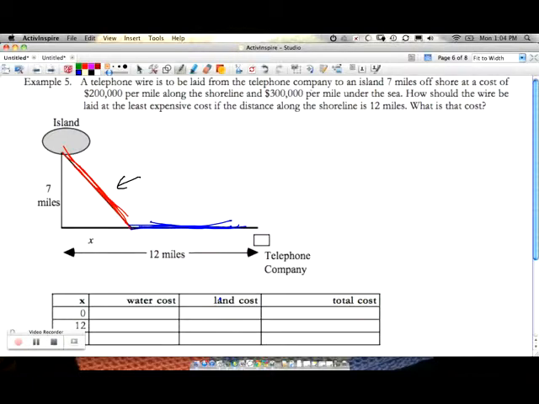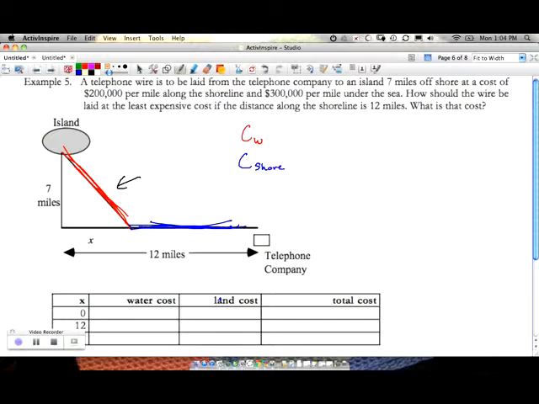A telephone wire is to be laid from the telephone company to an island 7 miles offshore. But the problem is the telephone company is not right near the island. It's 12 miles down the shore. So what we need to do then is figure out the cost of the red, so the cost over the water, and then we also need to figure out the cost on the ground, on the shore. I guess I should have put the water as a blue, but oh well. Let's work our way through this.